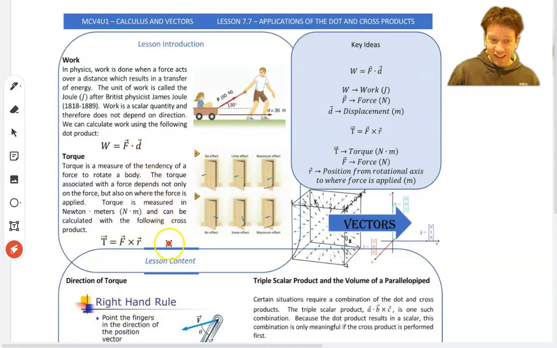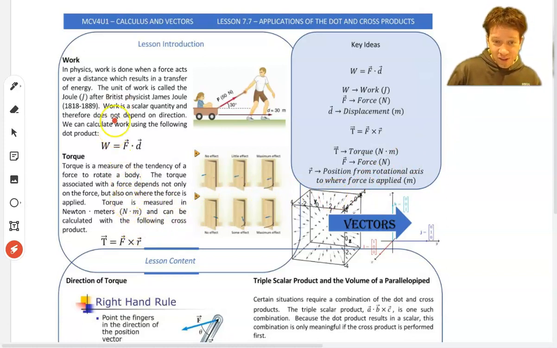Next, if we're looking at the cross product, an example is torque. Now torque, I'm sure you've opened a door before, so when you open a door, you tend to apply the force furthest away from the hinges. It's a lot harder to open the door if you try to open it very close to the hinges. Now a torque is a force which causes rotation. Okay, the rotation of an object around some sort of rotational axis.